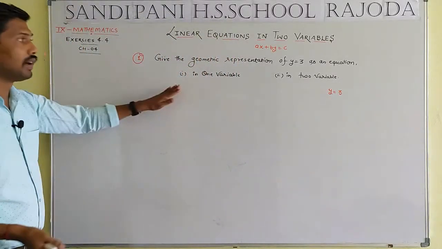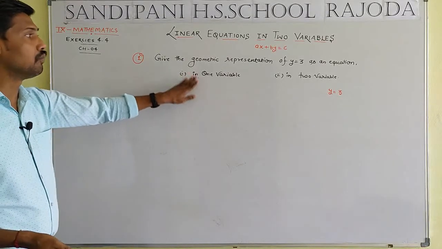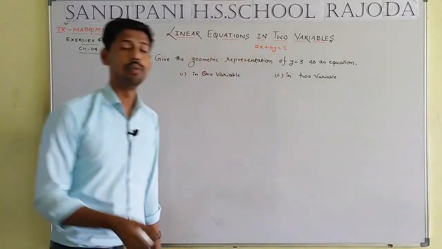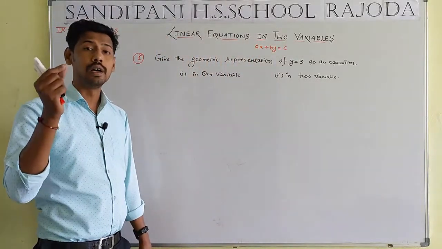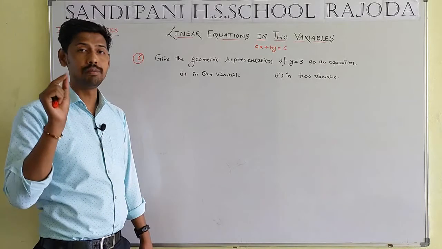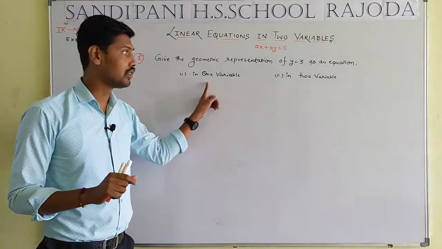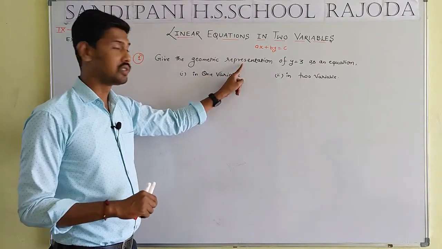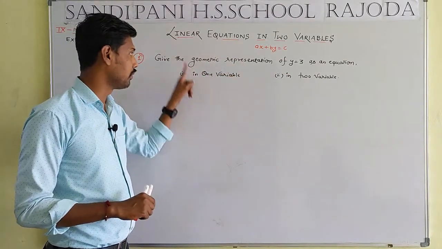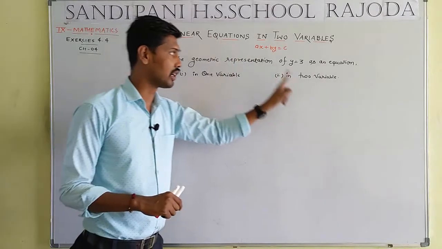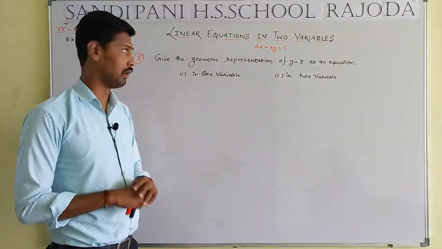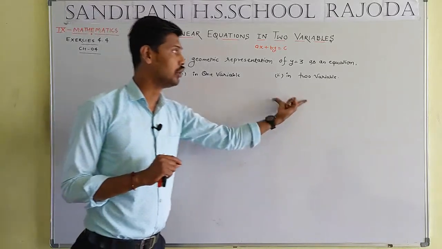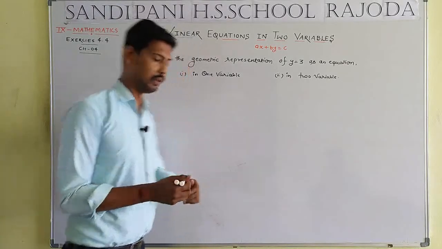The solution is required in two categories. First one, in one variable, and second, in two variable. What is the meaning of one variable? One variable means it is represented by a simple line representation, and two variable by a graphical representation. Geometrical representation is basically divided into two categories. One variable means a line representation. Two variable means a graphical representation.